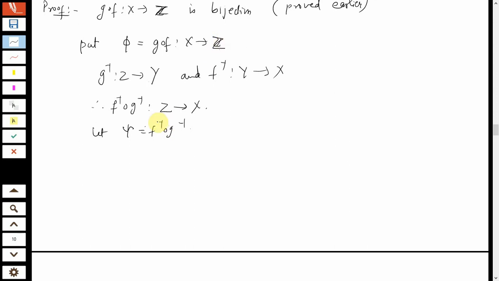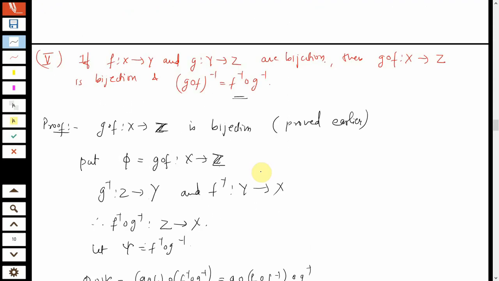So we look at this map, phi composite psi. From the construction, phi is G composite F, and psi is F inverse composite G inverse. I use one of the important properties of composition, that composition is associative, and so I can shift the bracket in this way: G composite F composite F inverse, composite G inverse. Now, what can you say about F composite F inverse?